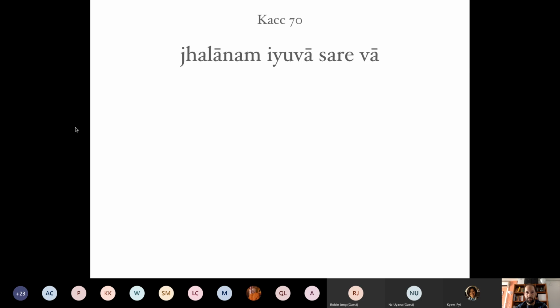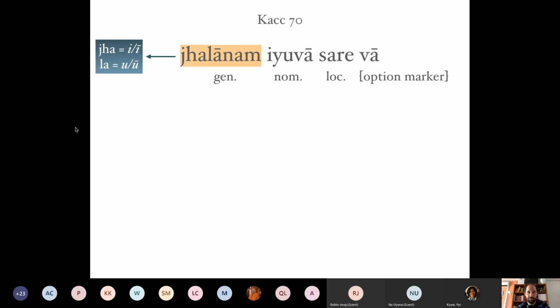Jalanam iuva sare va. This is a longer rule, perhaps a little bit more complicated to understand. If we just look at it immediately, perhaps you understand the meaning of va, which means or. Sare, so sara means vowel. And then jala is a technical term that we saw last day. It's a compound, a dvandva. It includes ja and la. So it means ja and la. If you make the compound, it will be jala. The nominative plural would be jala, and the genitive plural is jalanam. So jalanam is actually a genitive plural of this dvandva compound.